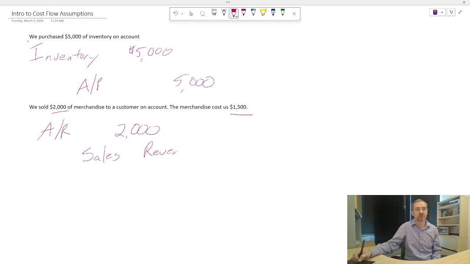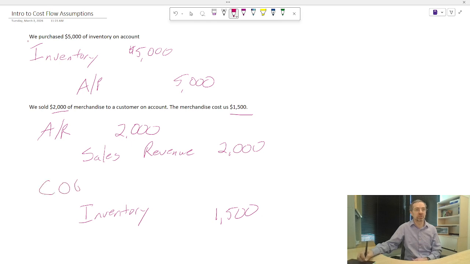So that journal entry tracks the amount of work that we did. Selling stuff is hard work, and so that's the money that we earned, the $2,000 from the customer for doing that work. The second journal entry is recording the inventory leaving our store. So we are going to credit inventory for how much it cost us, because what is in the inventory account is not what it cost the customer. The inventory account tracks how much the inventory cost us, and it cost us $1,500. And then we debit cost of goods sold, $1,500.